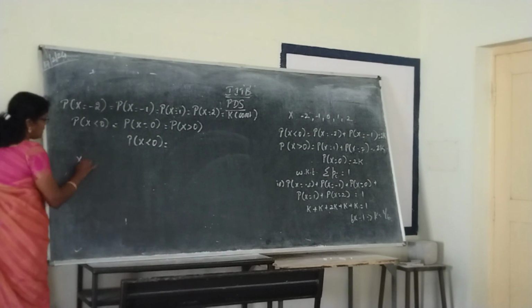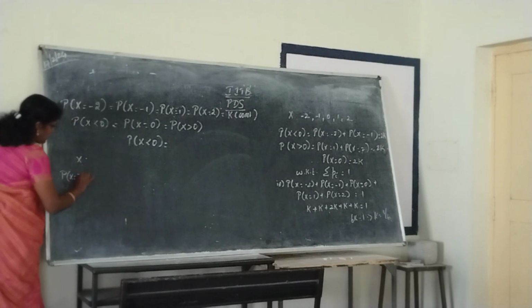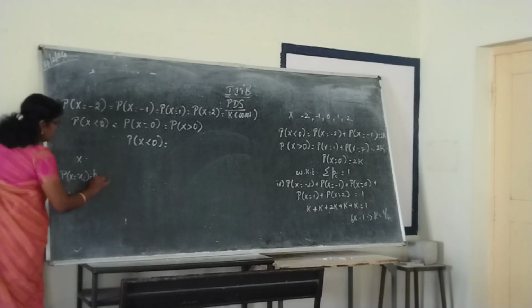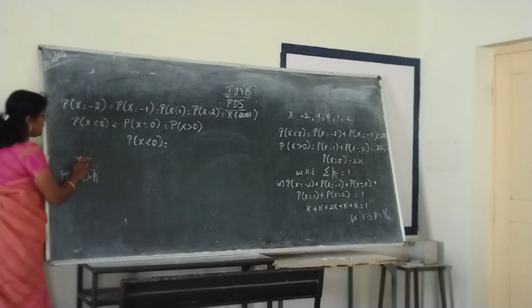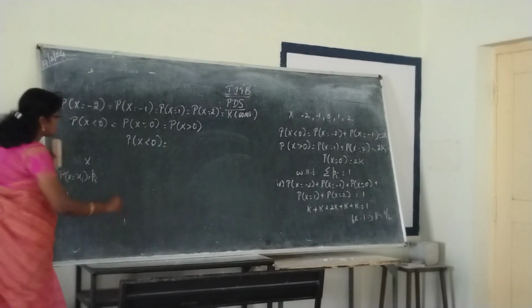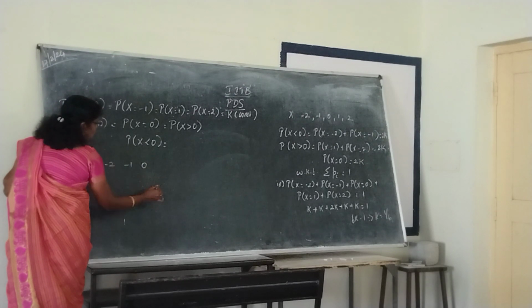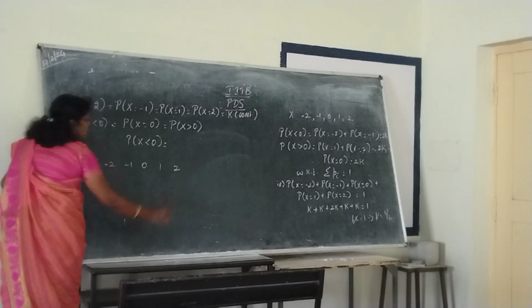first row capital X values, second row probability of capital X equal to small x, which can also be denoted as p(x). That notation is also important. Write the possible X values -2, -1, 0, 1, 2.